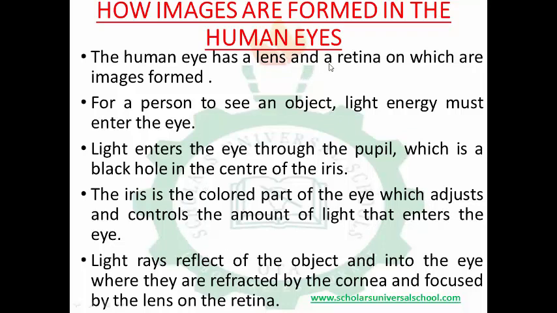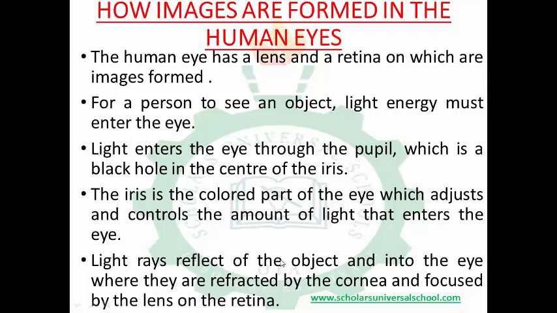Now the human eye contains a lens and a retina. The lens will help to focus images on the retina. So for a person to see, light energy must enter the eye. Light enters the eye through the pupil, which is a black hole in the centre of the iris. But the iris helps to control the amount of light that enters the eyes.